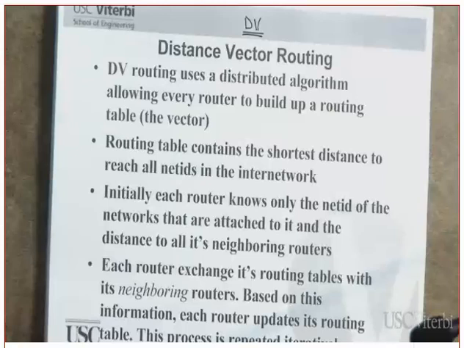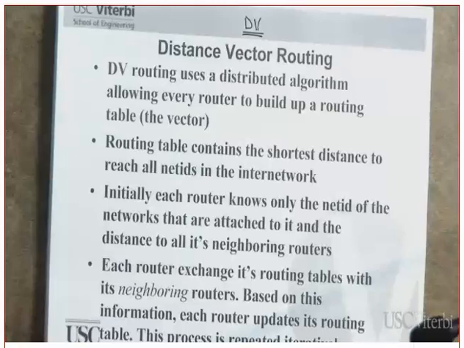R2 will send its distance vector to R1 and R4. R4 will send its distance vector to R1. What does R1 update? Listen to what he updates. Network ID 1: I'm going to reach it at a distance of 1, because I'm attached to that network.